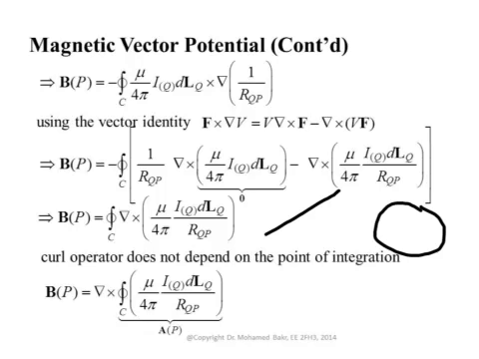Okay, so when you do that, this will show you that B is equal to the curl of this quantity, and this quantity is what we call A. This is the magnetic vector potential. Magnetic vector potential is mu I dl over 4 pi r cubed.